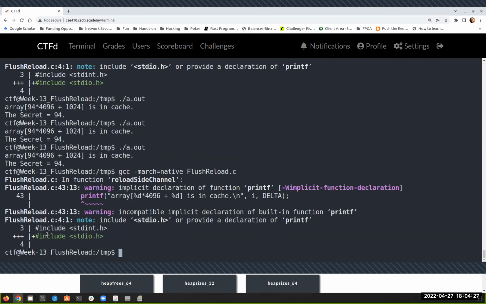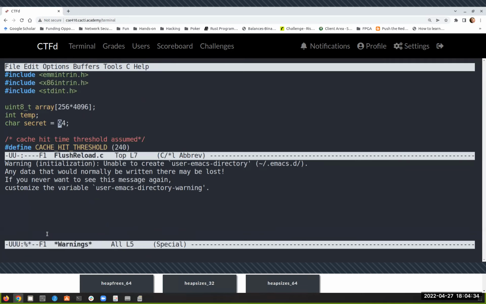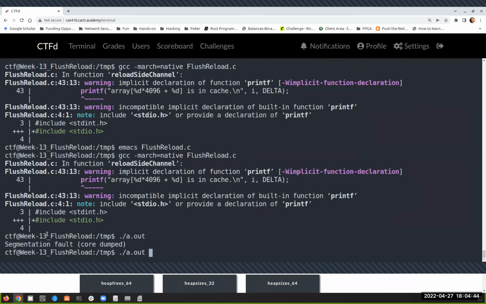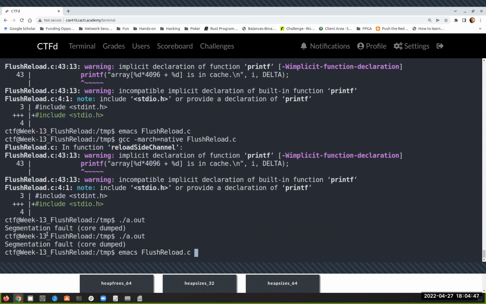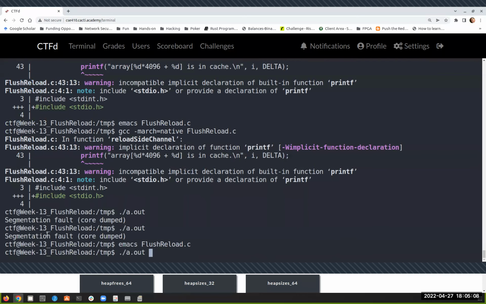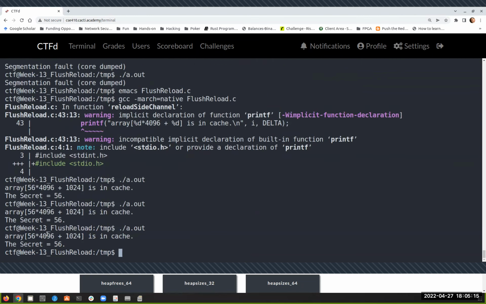Let's change the code again. Oops. Let's change this to 194, 132, whatever. And compile this again. Why is there a segfault? What did I do? Char. What? Interesting. Okay, see, we changed to 56. You can still get it, of course.